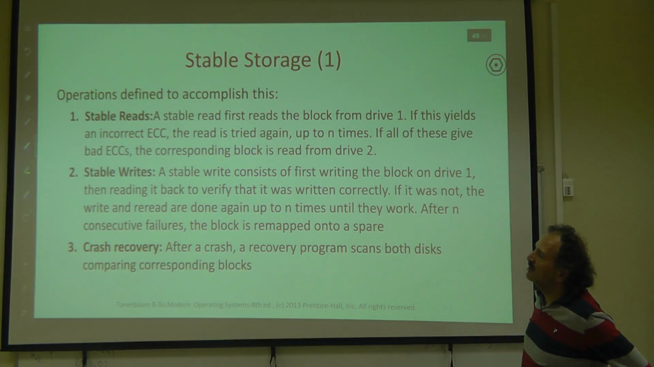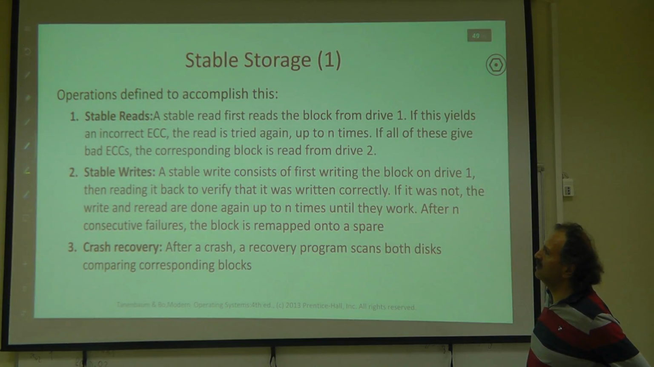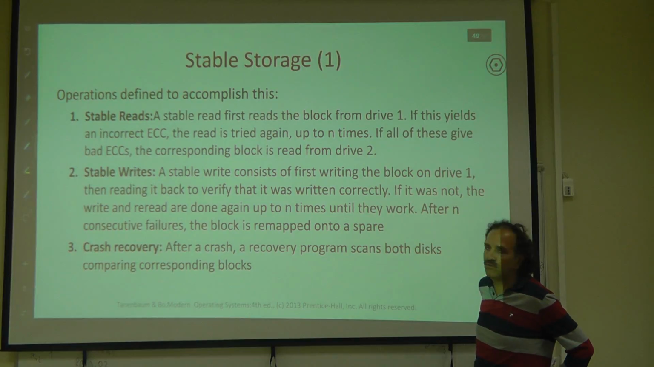In the stable read, you read from the first disk. If this yields an incorrect ECC, you keep trying. If you get something bad, then you have your second drive. You get your data from the second one.